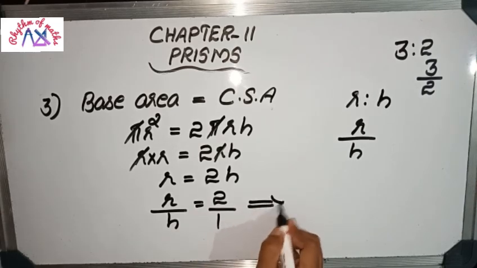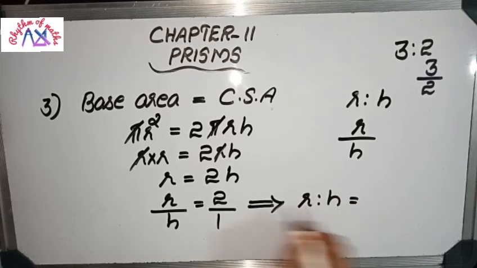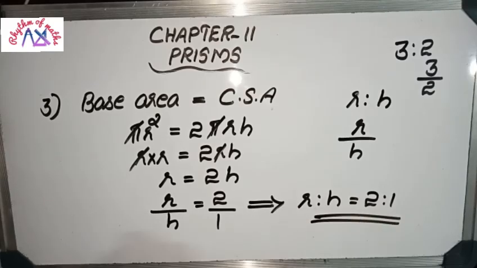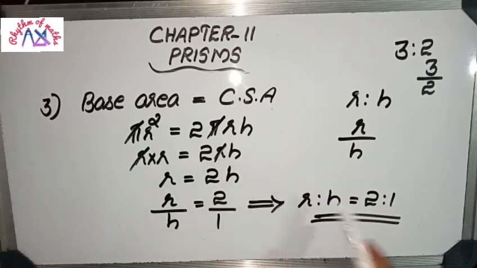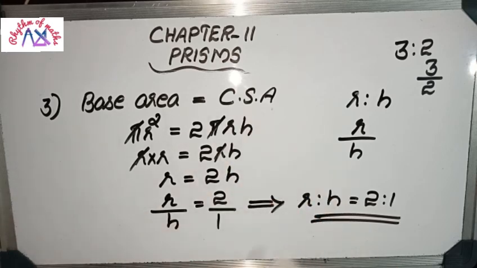That means the ratio will be what? R by h is the same as r is to h, and 2 by 1 is the same as 2 is to 1. So the radius and height of a cylinder with base area and curved surface area equal will be 2 is to 1. This is the ratio of radius and height of this particular cylinder. So this is the answer for the third question.